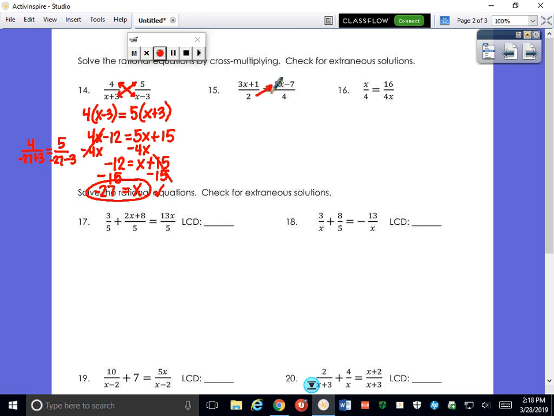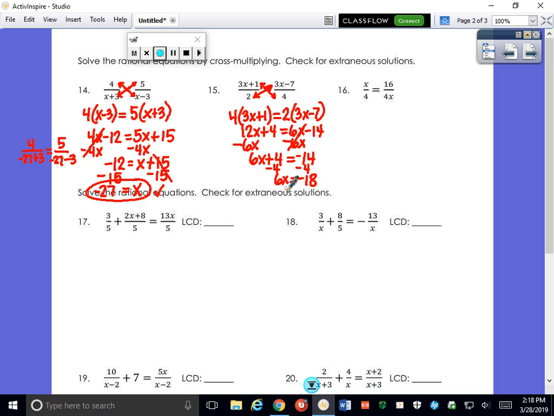Number 15, let's cross multiply. So we have 4 times 3x plus 1 equals 2 times 3x minus 7. That's 12x plus 4 equals 6x minus 14. I'm going to move the 6x to the left side, so this is going to give me 6x plus 4 equals negative 14. And then I'm going to move the 4. So I have 6x equals negative 18, and x is equal to negative 3.